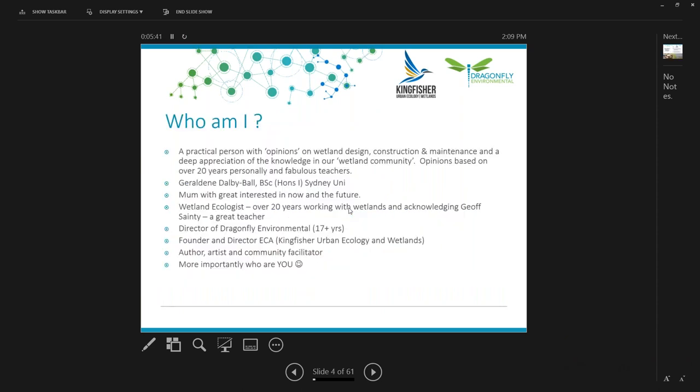Who am I? We've already covered that. The key thing on this slide is really to say, more importantly, who are you? And to ask yourself throughout this presentation how you can implement this. And also, if you know things in more detail that you can add as a group of people interested in wetlands, please always share, send some comments to Swapan, share them around.